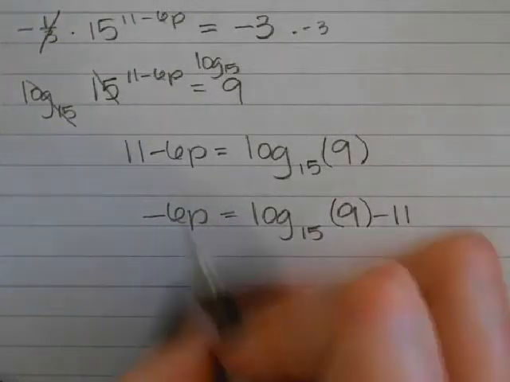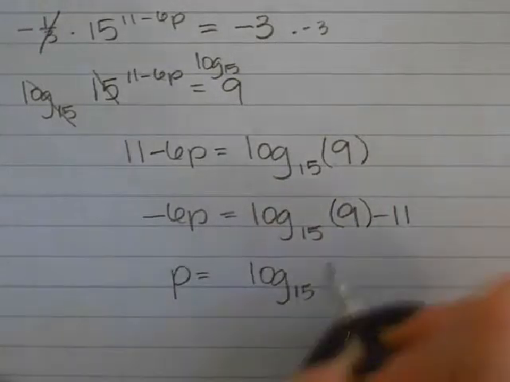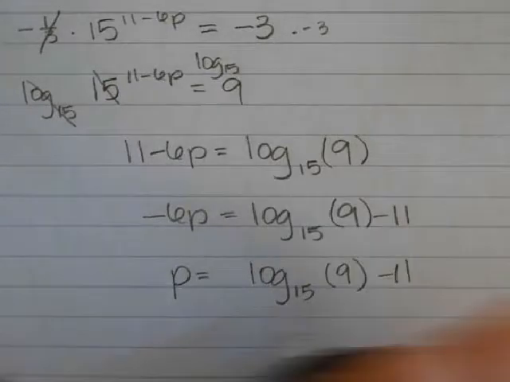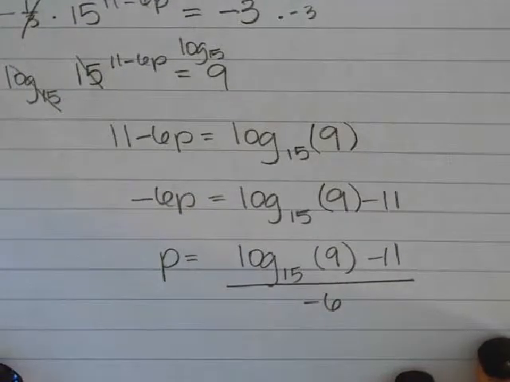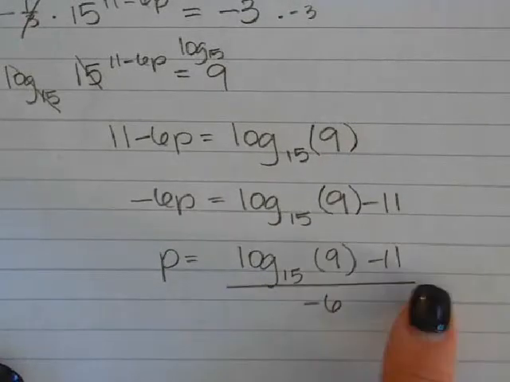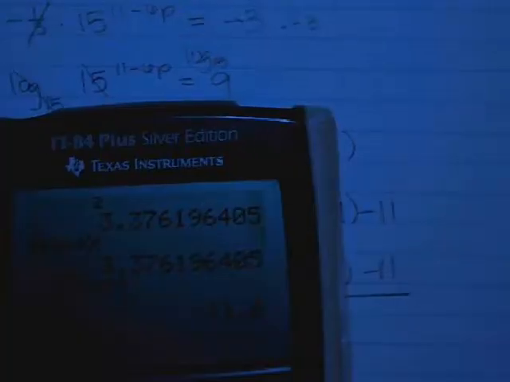All right. Divide by negative 6. So p equals log base 15 of 9 minus 11 divided by negative 6. Those of you with old calculators, I would type in just the top first. Press equals, then type in the negative 6. Divide by. Okay? Those of you with old calculators, got it? Got it? Okay.